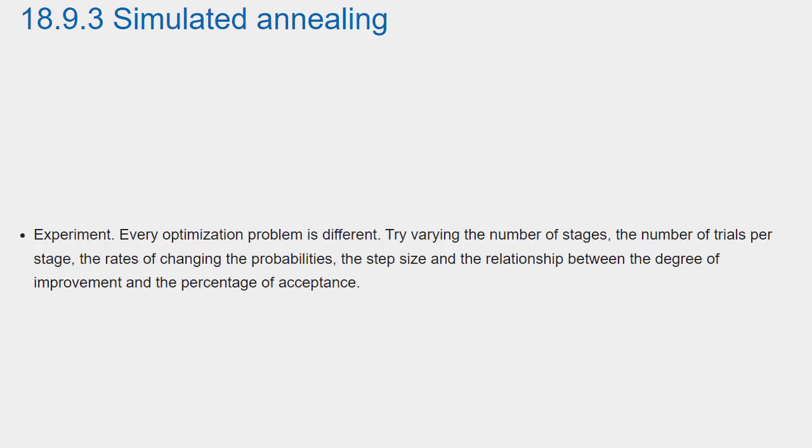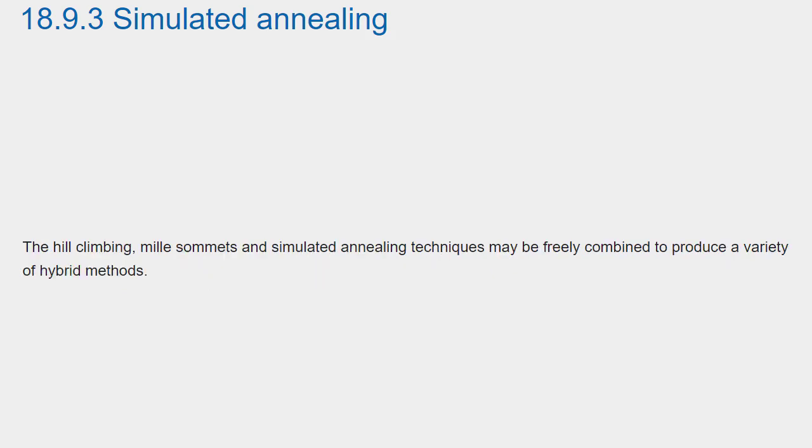Experiment. Every optimization problem is different. Try varying the number of stages, the number of trials per stage, the rates of changing the probabilities, the step size, and the relationship between the degree of improvement and the percentage of acceptance. The hill climbing, mille sommet, and simulated annealing techniques may be freely combined to produce a variety of hybrid methods.